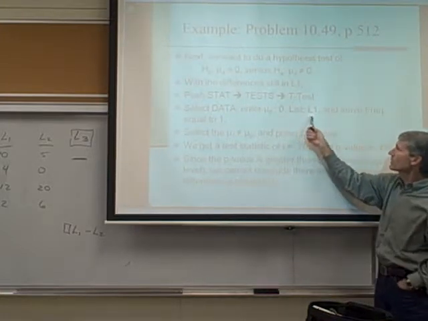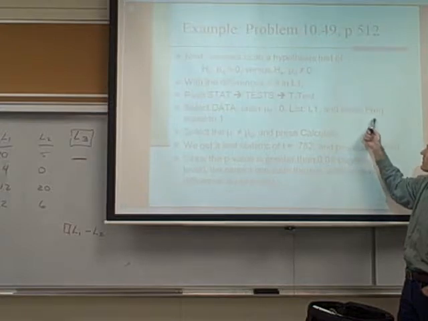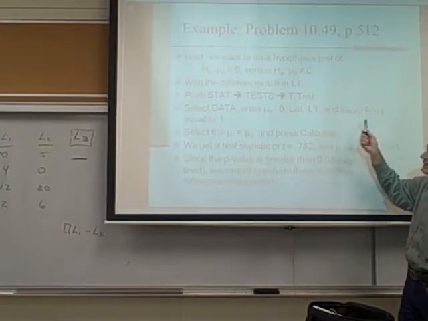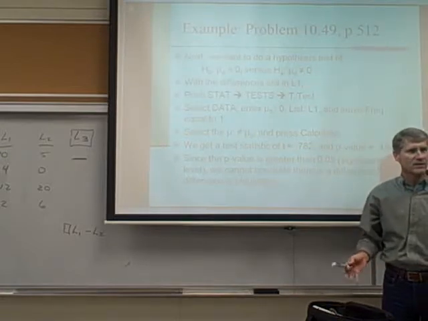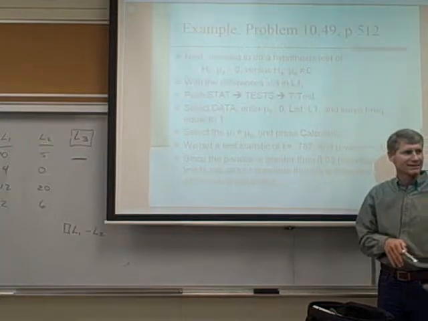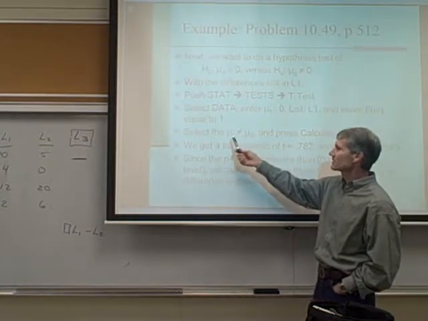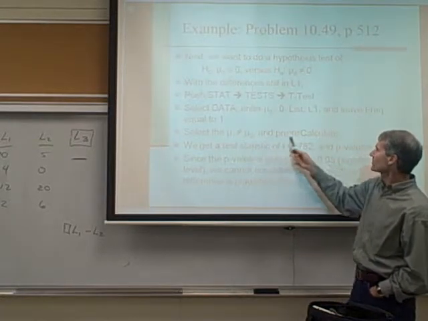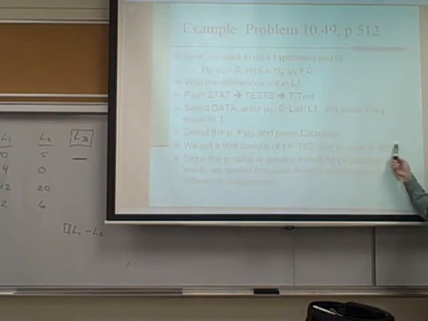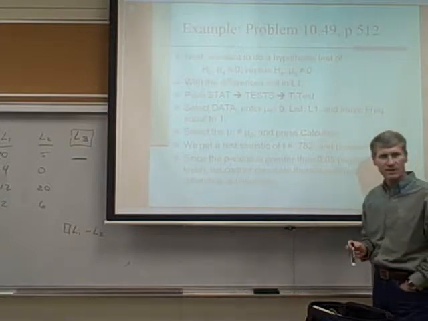Then list is in whatever list you put it in. There's a line FREQ for frequency. Leave that as a 1. It should already be a 1. Don't ever change it, because if you change it away from a 1, it's kind of tricky to get it back. So it's always going to be a 1 for us. Select the not equal symbol and press calculate, and you should get a p-value of 0.4540. What is that p-value telling you?